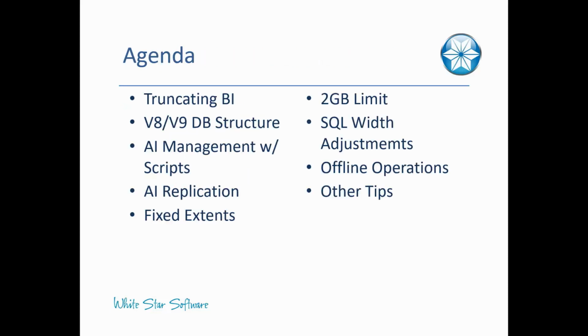So this is our agenda. This is what we're going to look at. We'll look at truncating the BI, using version 8, version 9 database structure, AI management, replication, the 2 gig limit, etc.